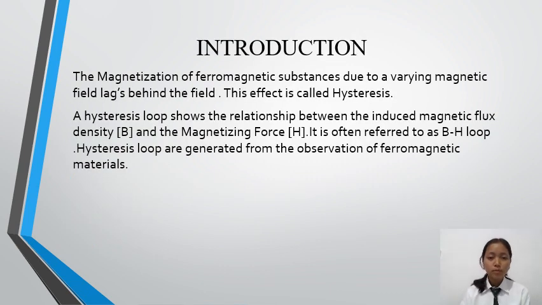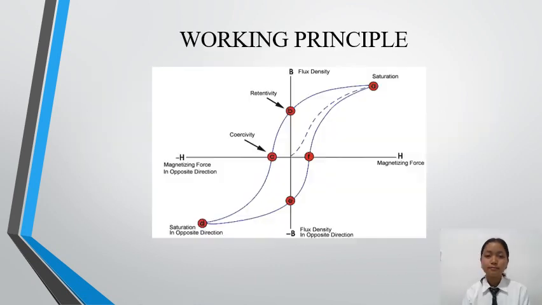Introduction. The magnetization of a ferromagnetic substance due to a varying magnetic field lags behind the field. This effect is called hysteresis. A hysteresis loop shows the relationship between induced magnetic flux density and magnetizing force. It's often referred to as the BH loop. Hysteresis loops are generated from observation of ferromagnetic materials.